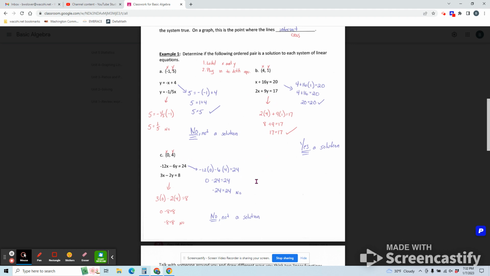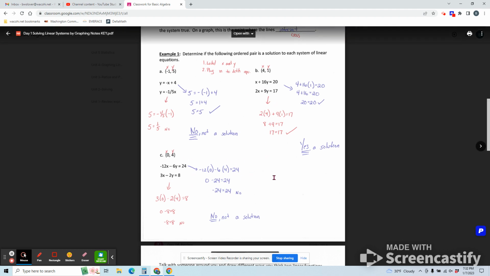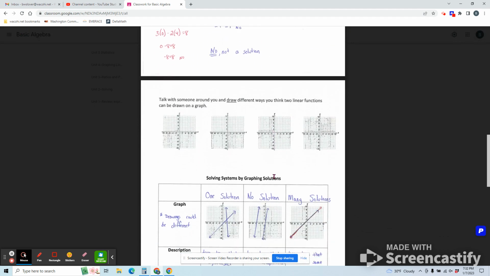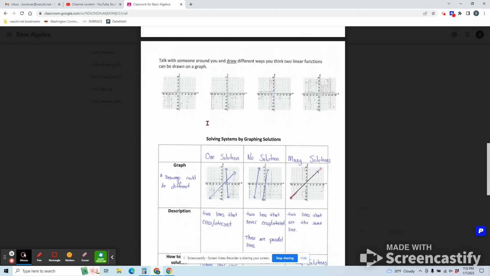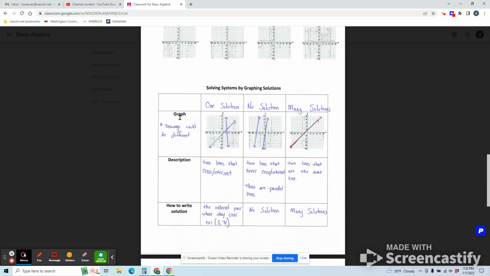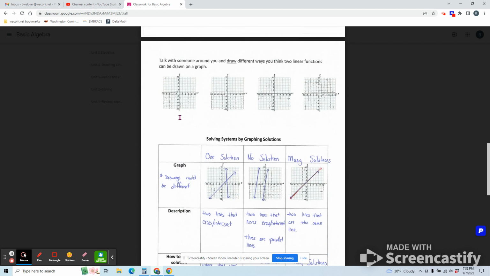Letter C, you can try it on your own, and there's the answer to check yourself. So this one does have you talk with someone around you and draw different ways you think two linear functions can be drawn on a graph. I don't have anything drawn here because I wanted to see what you could come up with. So take a few minutes and draw something, sketch something out. You can hit pause on this video so you can do that.